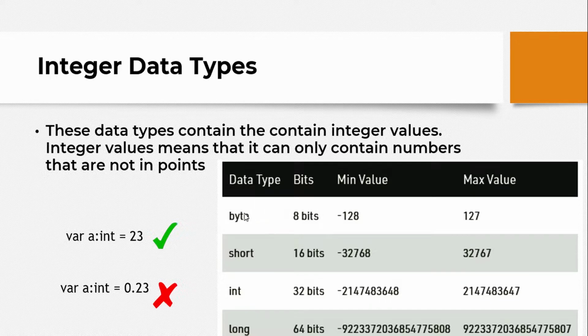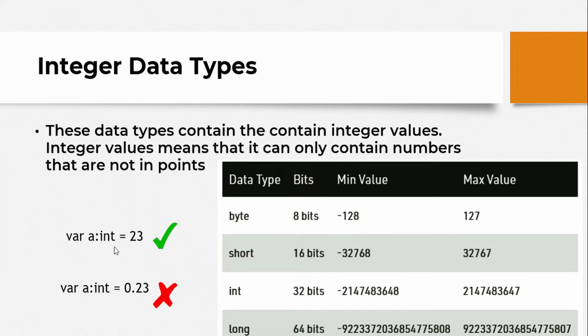Now there are four different types of integer data types: byte, short, int, and long. These differ due to their size. Byte can only store from the minimum value of minus 128 to plus 127. Short has minus 32,768 to 32,767. So these are the ranges of how long a number can be stored, or how many digits the number can have. So this is the value.